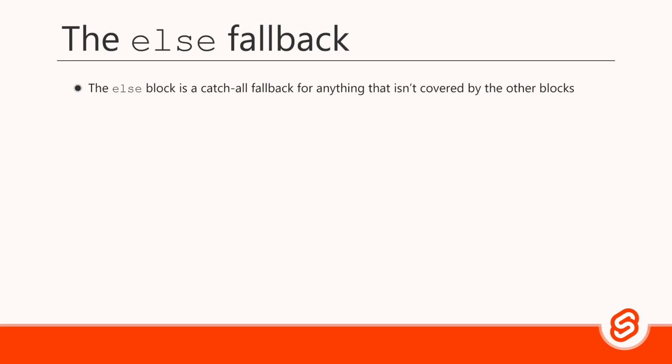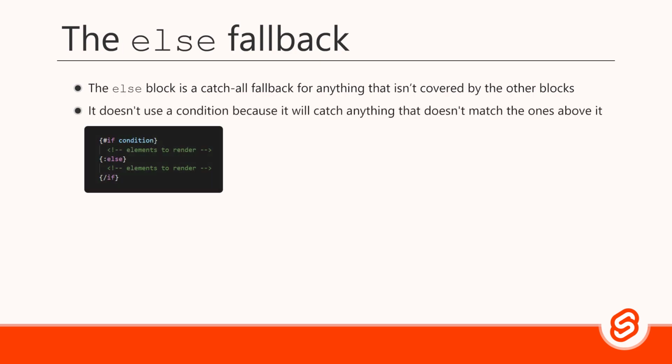The else block is a catch-all fallback for any expressions that aren't covered by the if or else if blocks. An else fallback is also an inner statement and uses colon, else, as the statement type. It doesn't use a condition because it will catch anything that doesn't match the conditions above it.